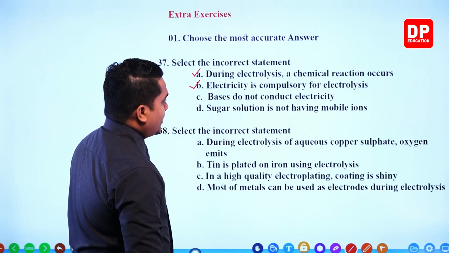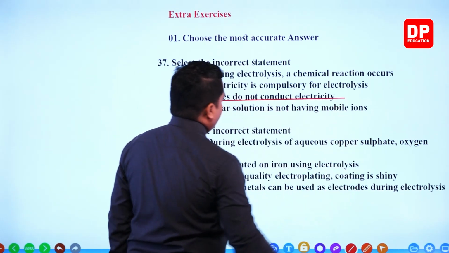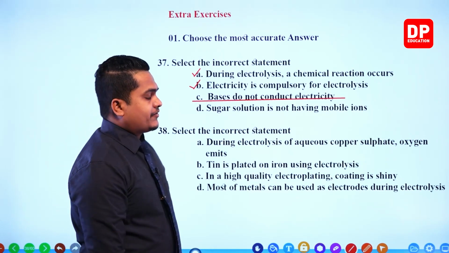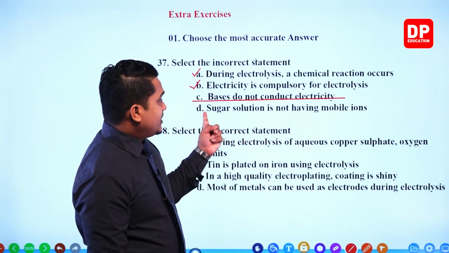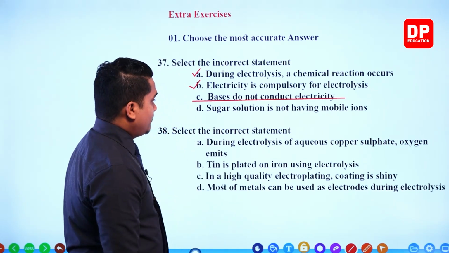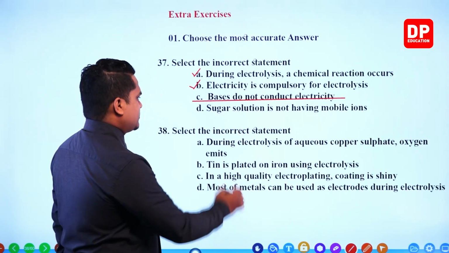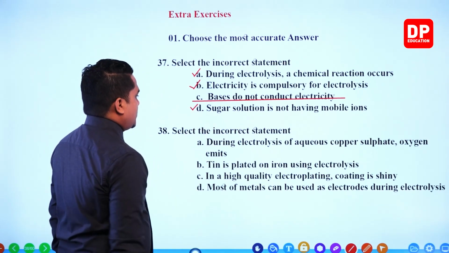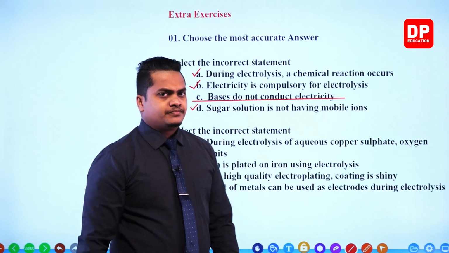Bases do not conduct electricity. This is incorrect, my dear children. We know that bases are good conductors of electricity. So the sentence given here, bases do not conduct electricity, is totally incorrect. Final one, sugar solution does not have mobile ions. Correct. Therefore, sugar solution will not conduct electricity. So it is correct, no problem.